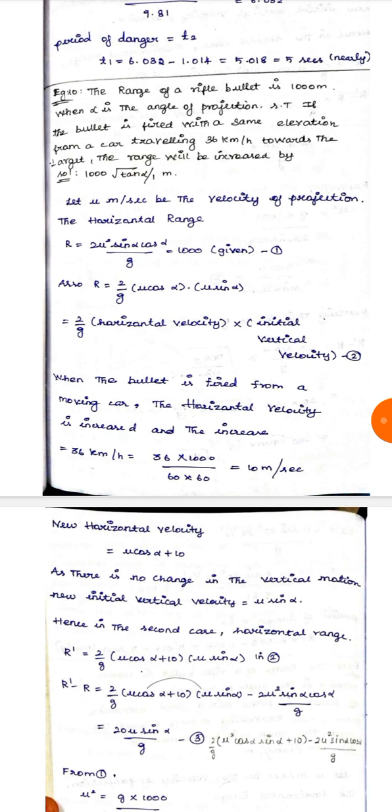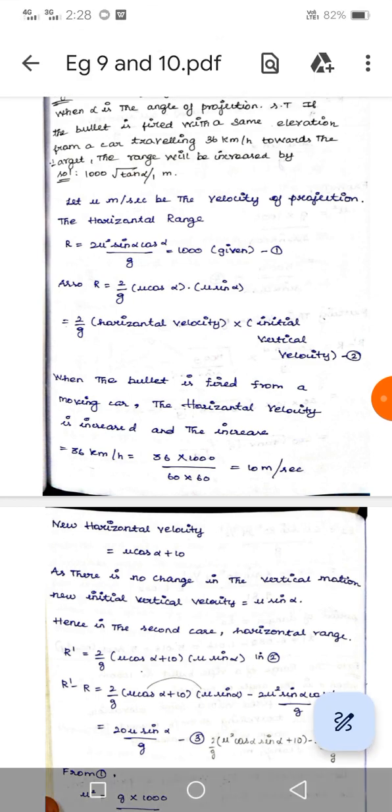When the bullet is fired from a moving car, the horizontal velocity is increased. The increased velocity value, 36 km per hour, is given. We have to convert kilometers into meters, and hours into seconds. That is 36 into 1000 by 1 hour, equal to 3600 seconds, so we put 1 hour equal to 60 into 60. Then we can simplify this and get 10 meter per second as the increase in velocity.